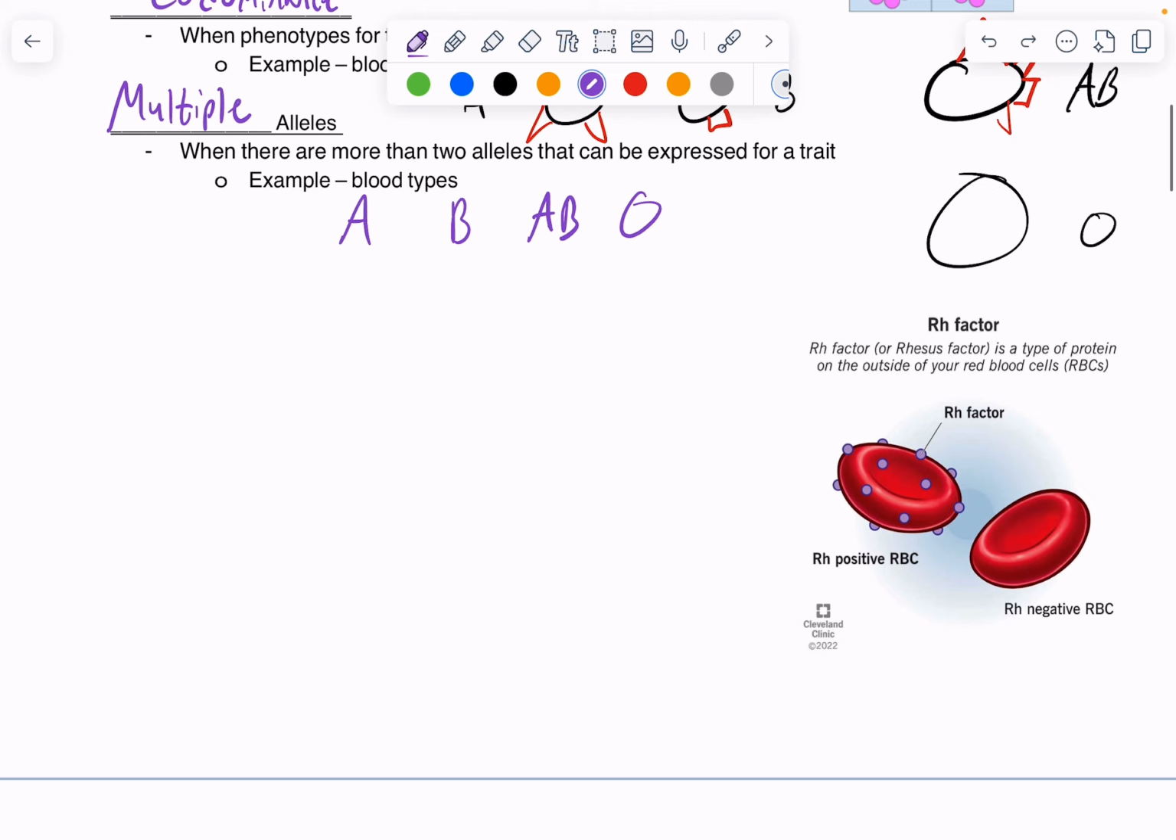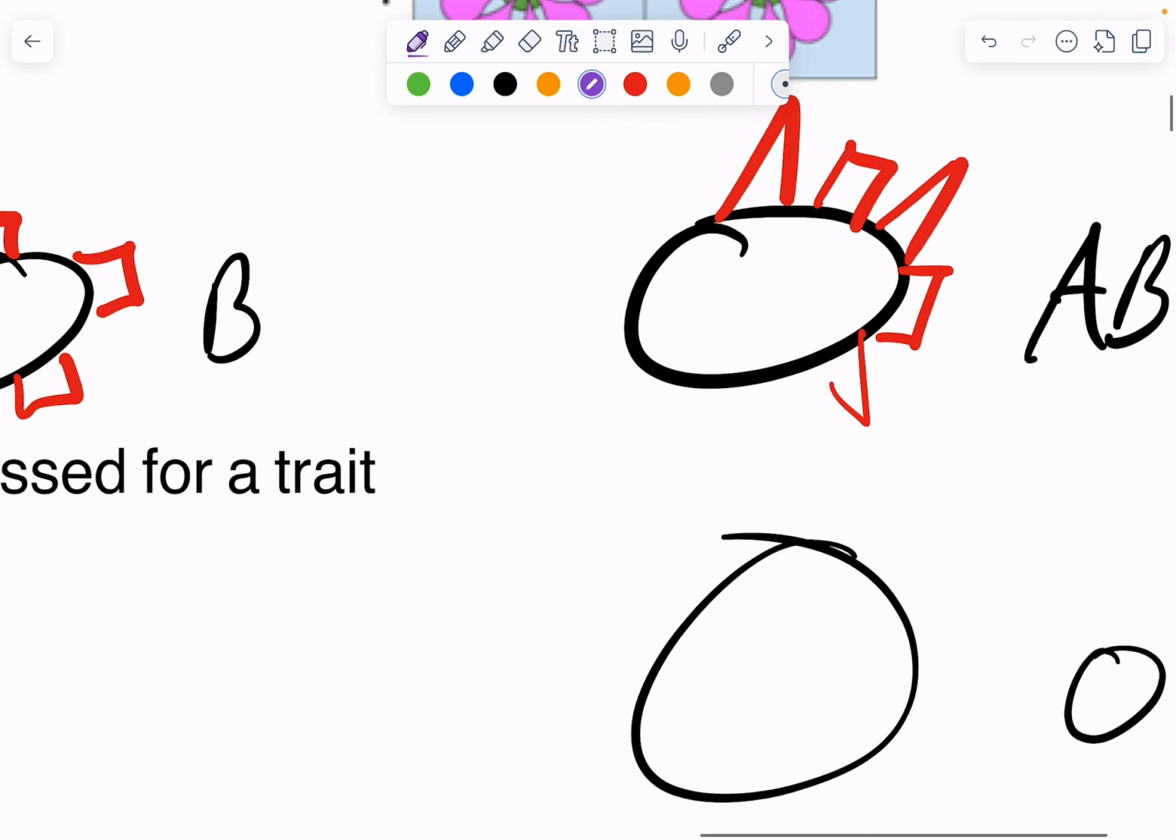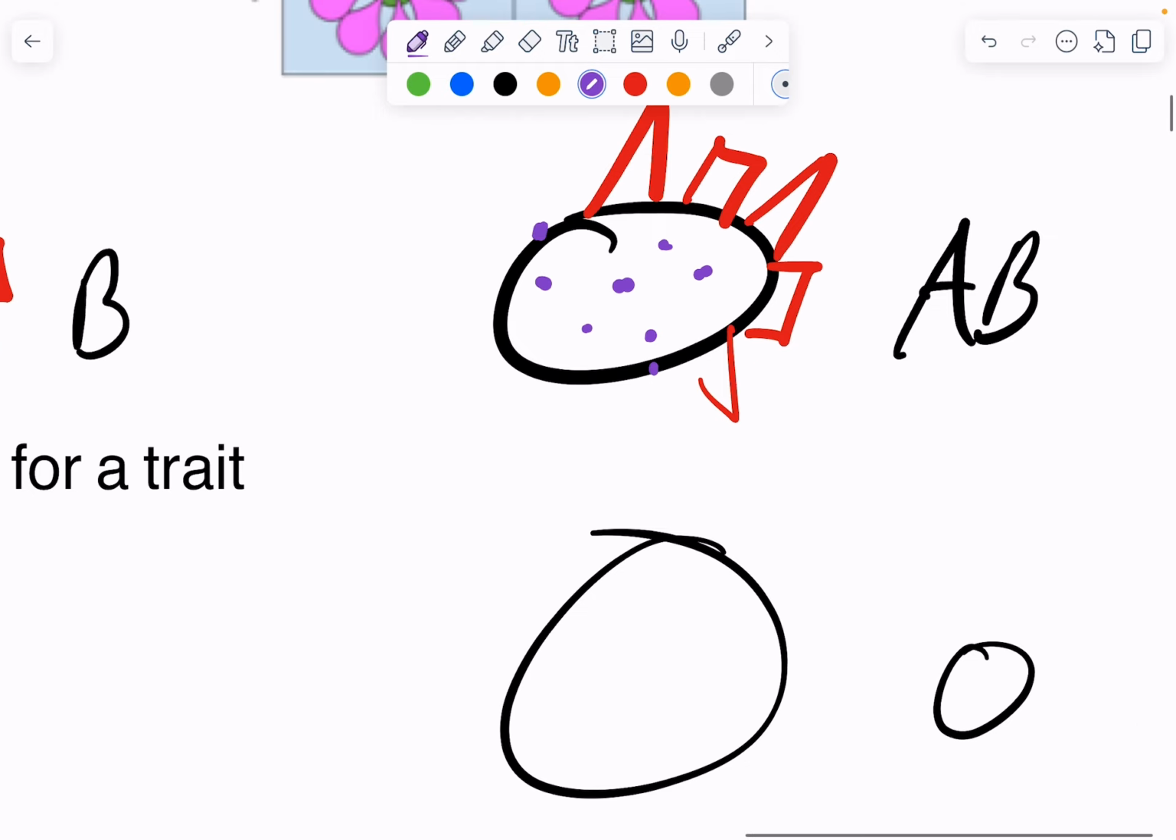We also have another thing that goes into blood types, the Rh factor. It's a type of protein on the outside of your red blood cells. So you can be A positive, B positive, or AB positive. The positive refers to having those proteins on your red blood cells. B negative means you just don't have those proteins. So with AB positive, not only would you have the spikes and the squares, but you would also have all of these other proteins on the outside.